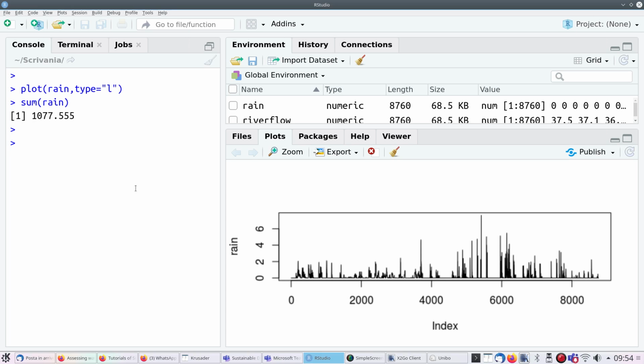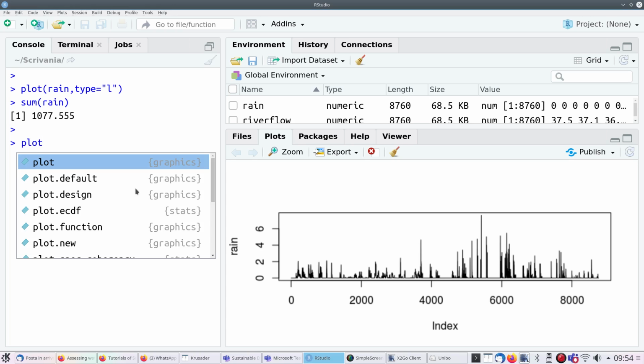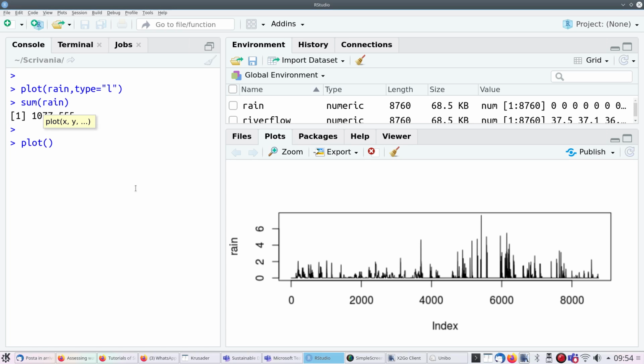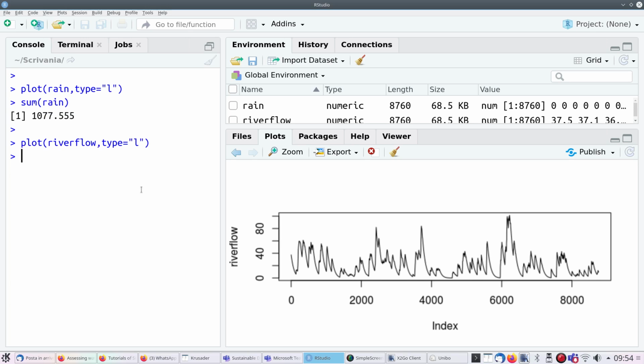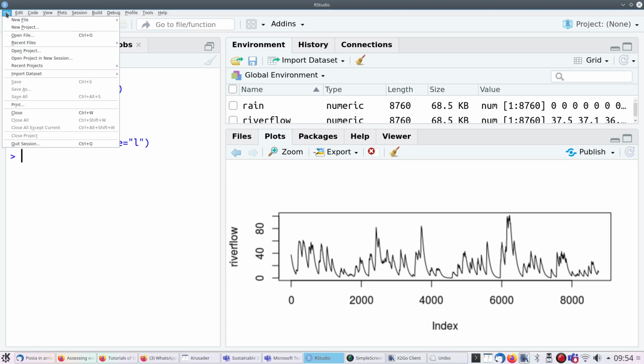Good. Let me make the check on the river flow data. Plot river flow, type equal line, very good, and this is the river flow data, which we know is in cubic meters per second. So this is the plot of the observed river flow data, which ideally we would like to reproduce with the linear reservoir. Okay, at this stage we are ready to start to program the linear reservoir model. And in order to do that, I need to open a script. So I click on File.